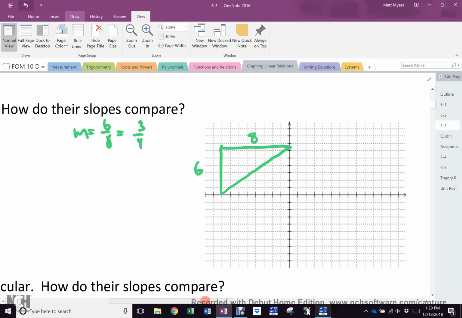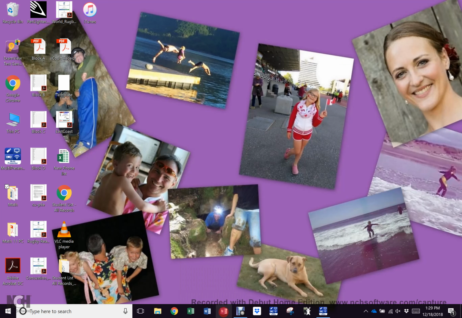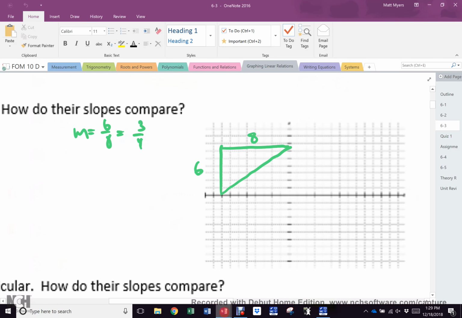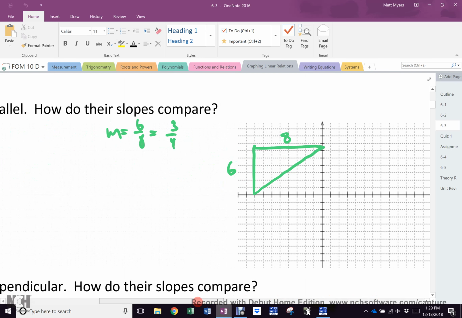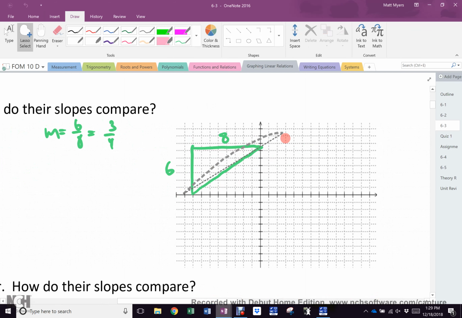So, the point is, if lines are parallel, their slopes are the same, right? Is the reverse true? Of course it is. If slopes are the same, then what do we know about the lines? The lines are parallel.